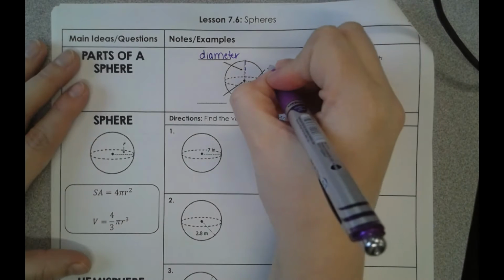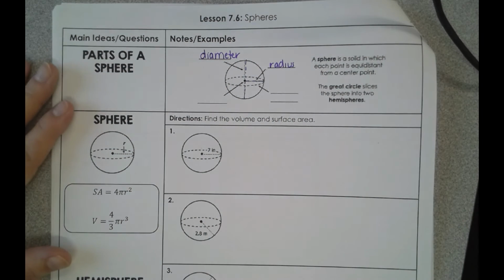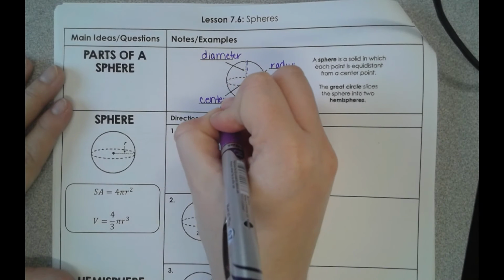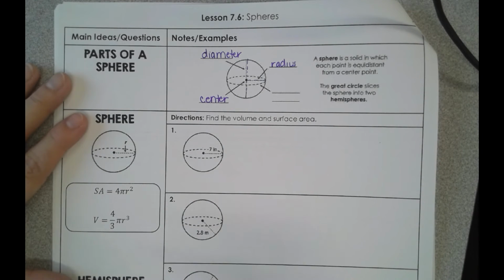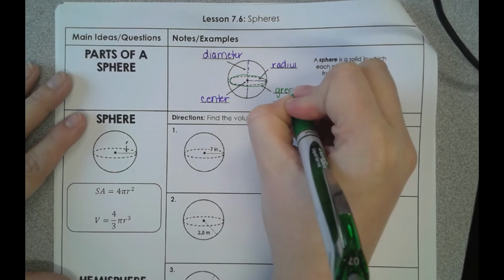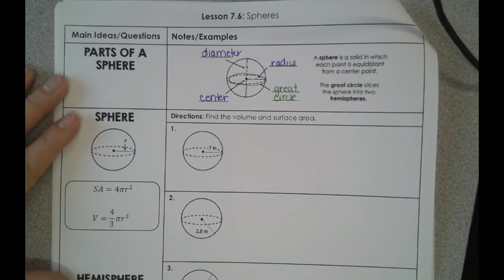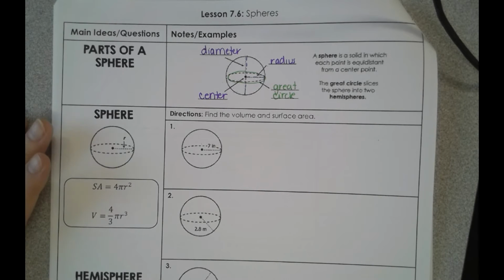And then you have the radius. That's this line. That dot in the middle, it's called the center. And then the only new thing is this circle right here. We call that the great circle. So basically, if you cut the sphere exactly in half, that's your great circle. If you don't cut it exactly in half, then the circle you've got is a little bit smaller. So your great circle is right in half.